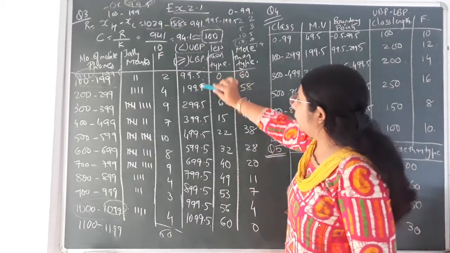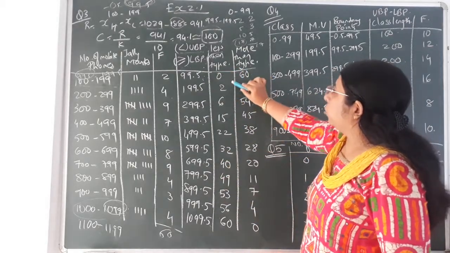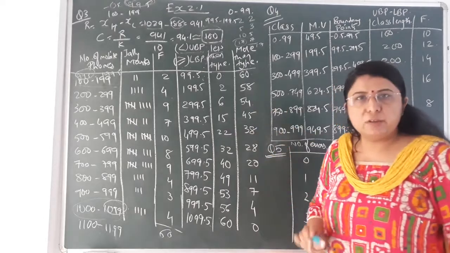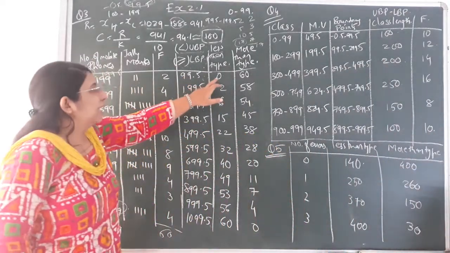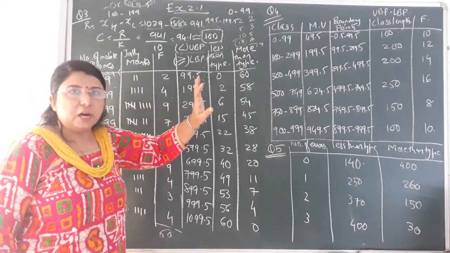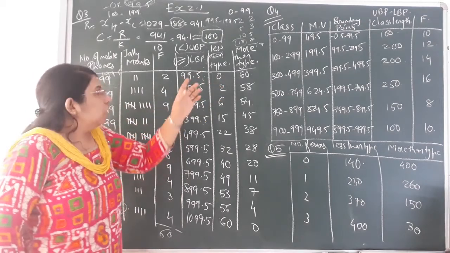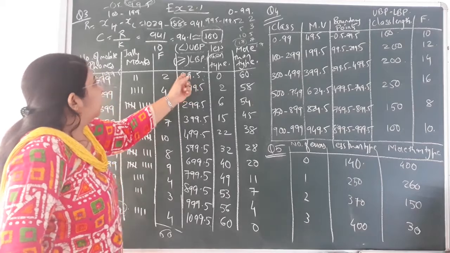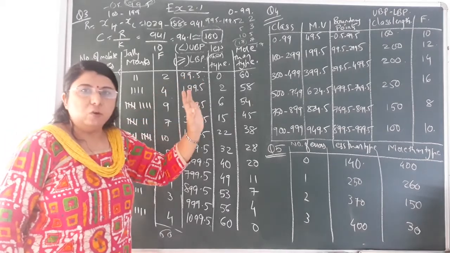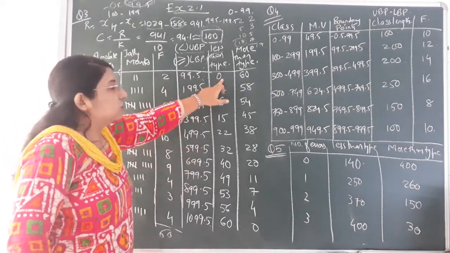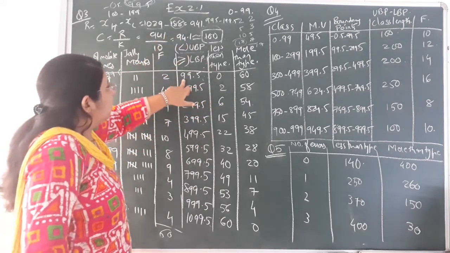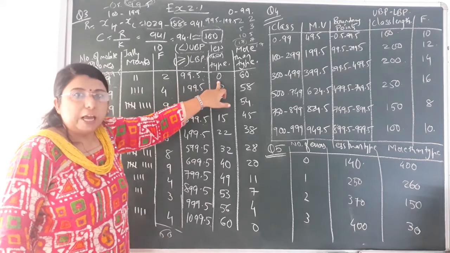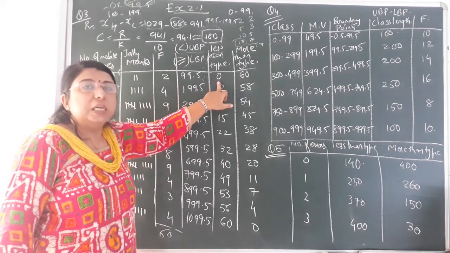Now after finding these values, we have to find the less than type and more than type. That is very easy to find. Always the first value will be 0, with no starting value, because in the beginning, in less than 99.5, no value is there, right? Our smallest value is 188. So in less than 99.5 there is no value, so the starting value will always be 0.